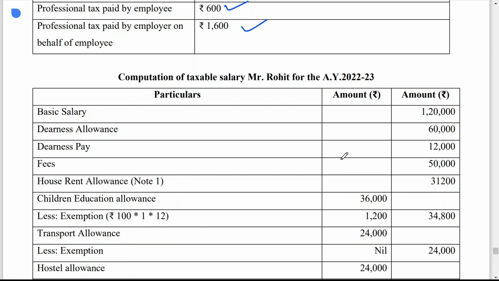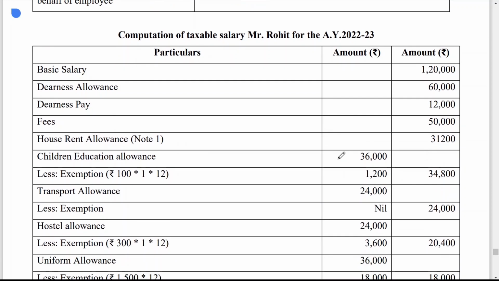for the assessment year 2022-23. Very simple example. So basic salary 1,20,000. So we already discussed how it comes. 10,000 multiplied by 12. We have done it. So 1,20,000. DA allowance 60,000. Dearness pay 12,000, then fees 50,000 we had already discussed. House rent allowance, note 1. So 31,200 is taxable. So what is exemption? How this 31,200 will come? We will see at the end of the sum. First, let us put here 31,200 to complete the sum, and then at last we will discuss.